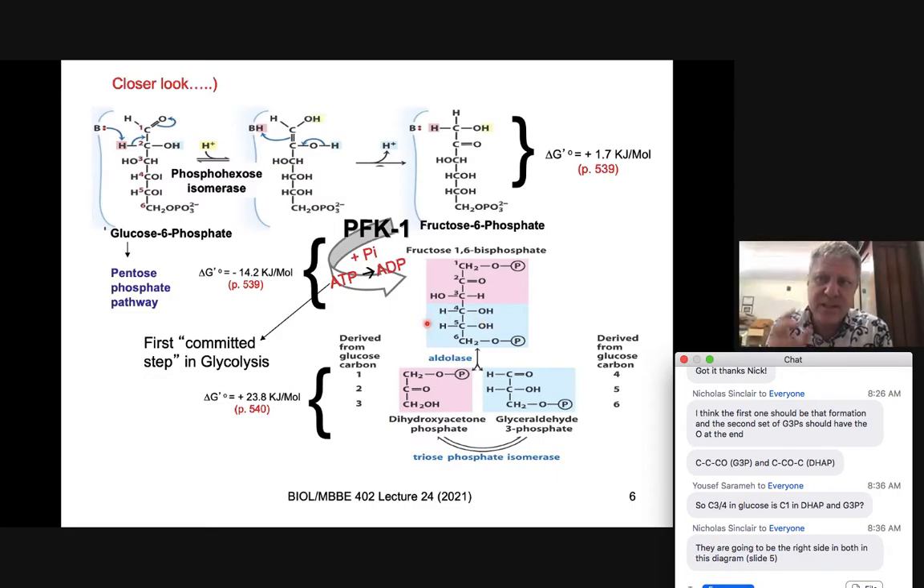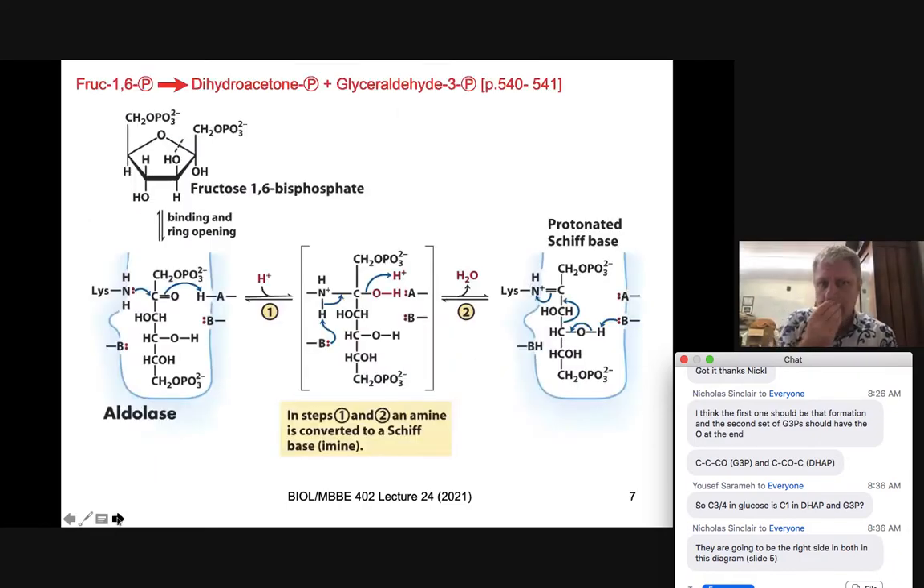So this represents the preparative stage in regards to the system. But I want to focus a little bit on the issue of the fructose 1,6-bisphosphate producing the dihydroxyacetone phosphate and the glyceraldehyde 3-phosphate, which is illustrated on page 540. And basically, we have our enzyme cleft.